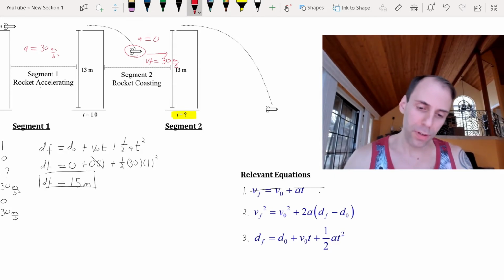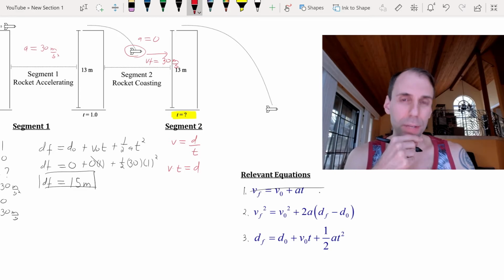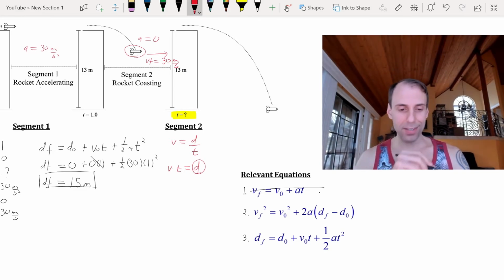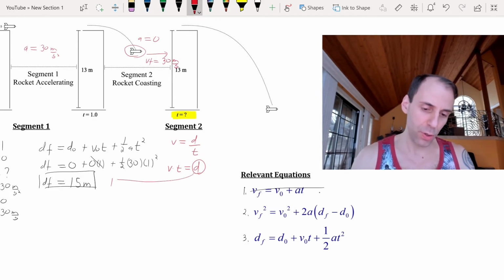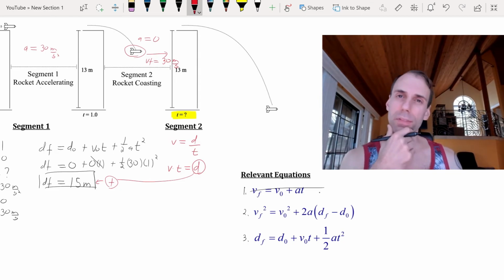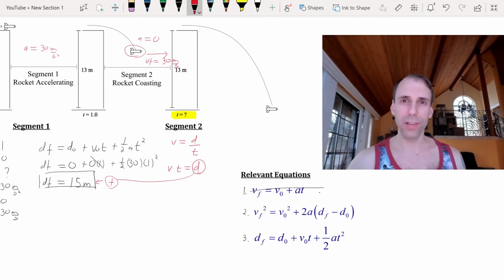So remember, velocity is distance over time, which means velocity times time is distance. So if you only had the time and you multiply that by the velocity, you could get the distance it travels during the second segment and add that to the distance it travels during the first segment. And now you have the total distance the rocket travels. So again, I'll give you one last pause opportunity in case you were stuck at any point, and see if you can figure out how to do this last part.